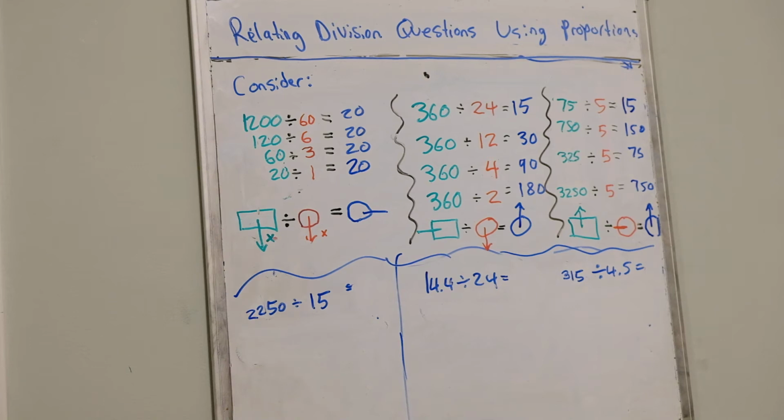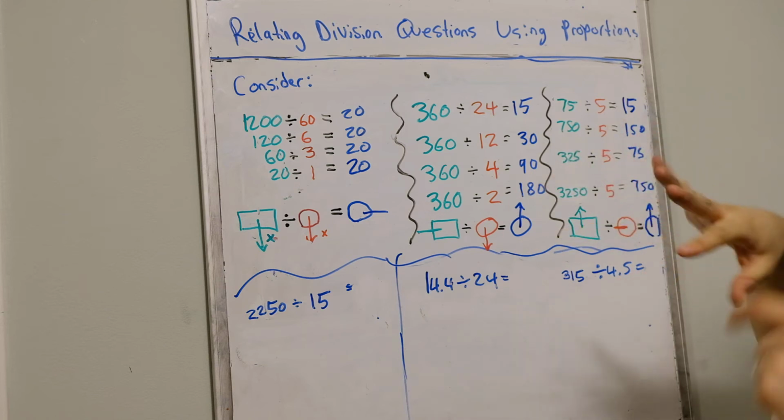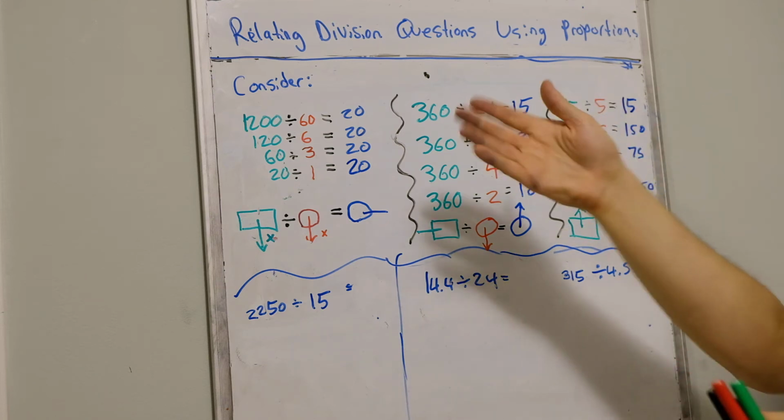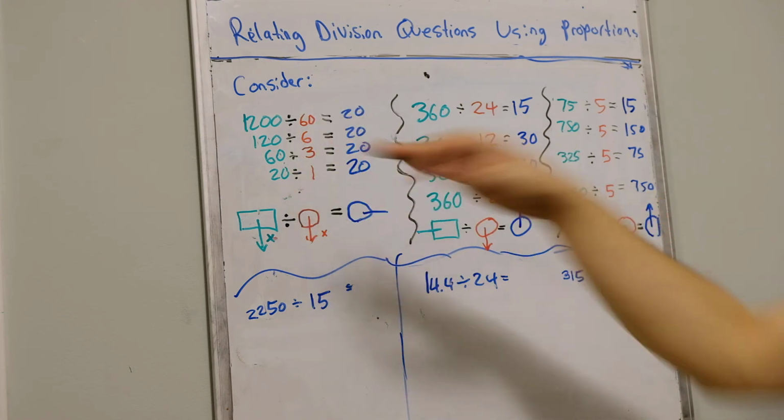Alright, this is just a quick video to talk about how you can use proportional reasoning to relate different division equations or different quotients. So we're going to consider a series of different quotients, and we're going to look at some patterns. So first we're going to consider this set.